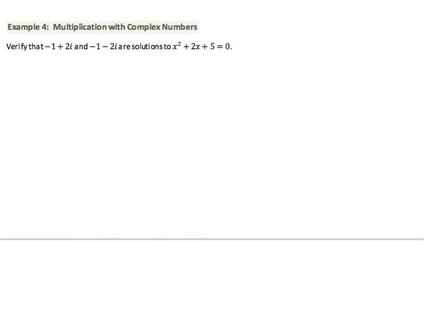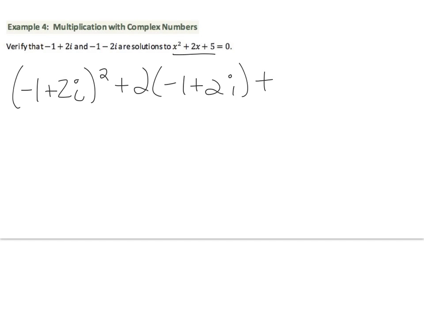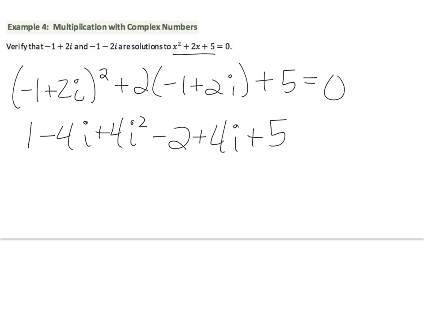Right. So with this last example, let's verify that negative 1 plus 2i and negative 1 minus 2i are solutions to this right here. All right. We're just going to plug them in. Negative 1 plus 2i squared, plus 2 times negative 1 plus 2i plus 5 equals 0. If I square that first one, 1 minus 4i plus 4i squared, minus 2 plus 4i plus 5.